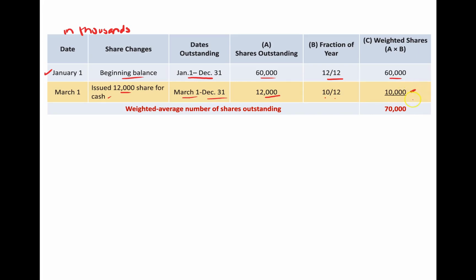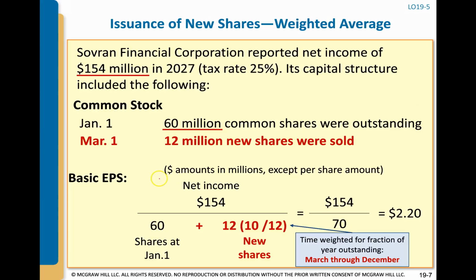So now, if we include this issuance of 12,000 shares, our weighted average number of shares outstanding is 70,000. And that's what we're going to use to calculate our earnings per share. So when we look at earnings per share, right here, my $154 million of net income divided by 70 million shares outstanding gives me basic earnings per share of $2.20.